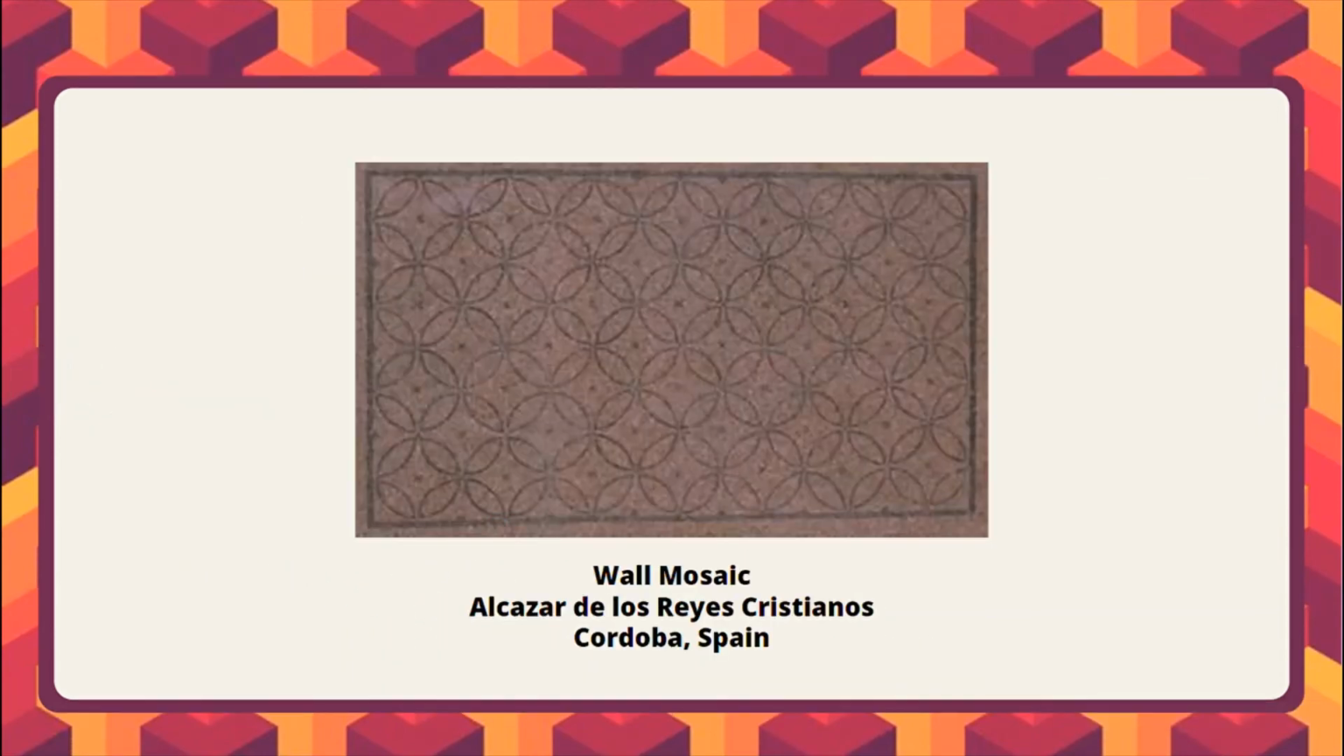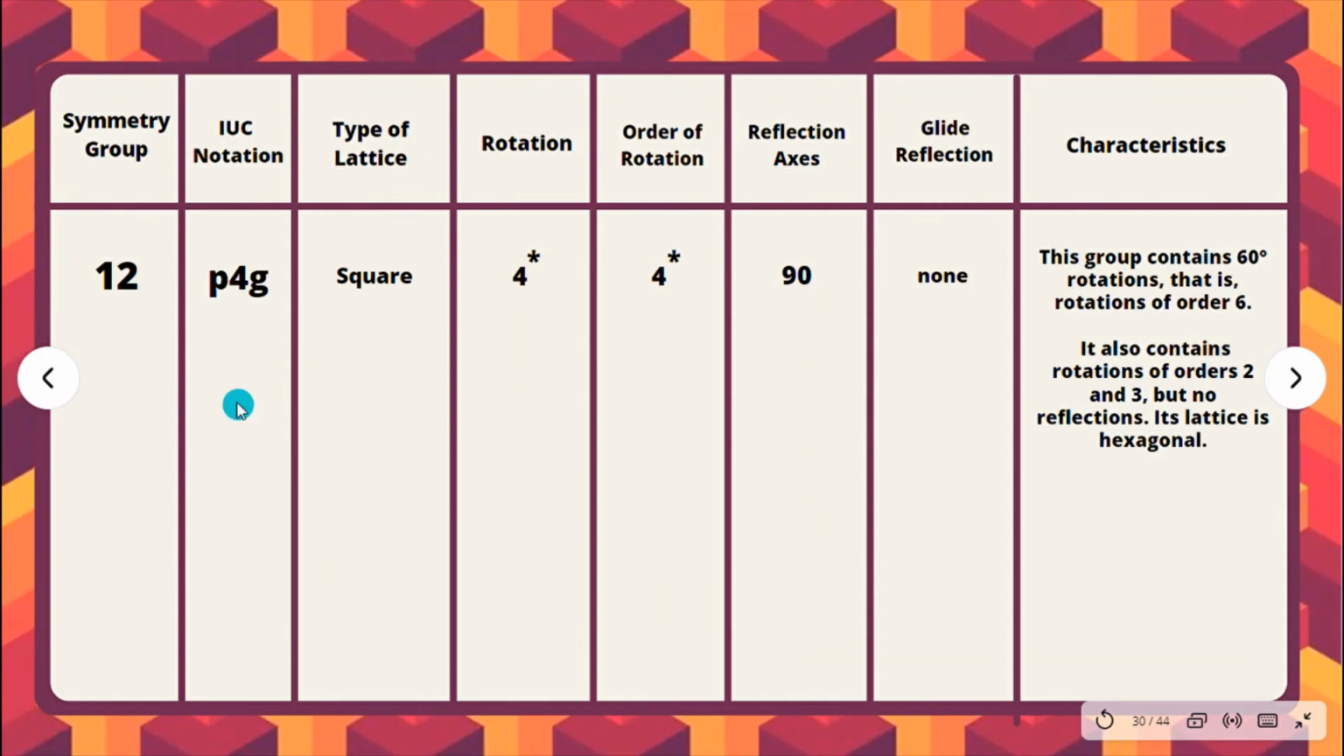Here is another example. We have the wall mosaic from Alcázar de los Reyes Cristianos in Cordoba, Spain. For the 12th one, we have the P4G. For the IUC notation, we have a square type of lattice. For the rotations and order of rotations, we have asterisks as their superscripts, and we have a 90-degree angle of reflection. We can see here that this group contains 60-degree rotations, which is the reason for this asterisk here.